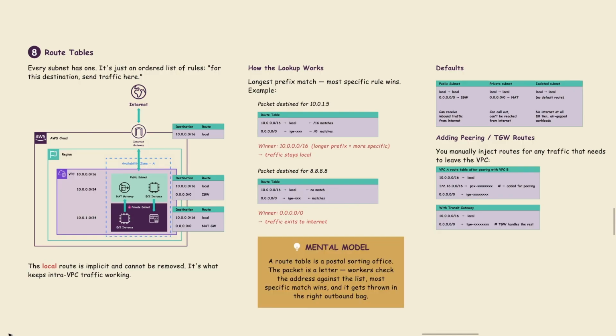Mental model. A good way to think about a route table is a postal sorting office. A packet is like a letter. The route table checks the destination address, finds the most specific matching rule, and places the packet into the correct outbound path. Local delivery stays inside the city. External delivery goes to the highway. Private delivery may pass through controlled gateways. Route tables don't generate traffic. They simply decide where traffic goes next. And in AWS networking, that decision defines connectivity, security, and architecture behavior.